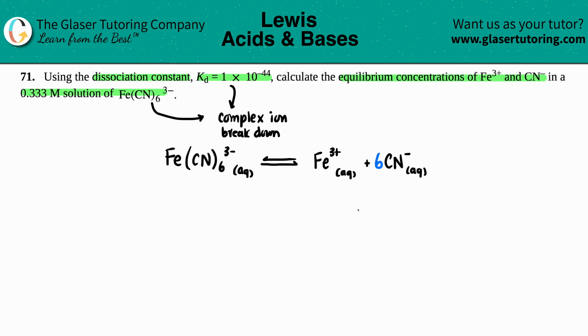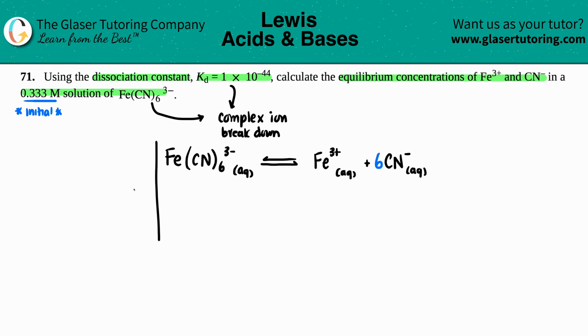Now, the next step is to go back and see what other numbers they gave us. Well, we want to find those equilibrium concentrations, but they only gave us a 0.333 molar solution of the complex ion. This is not at equilibrium, right? This is what we initially started with. So this is an initial concentration. And whenever they give us an initial concentration, you got it. We got to do the ICE table. So let's ice it out.